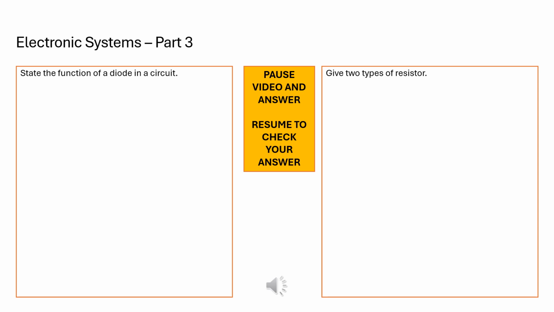So the first question that I'm going to ask you is state the function of a diode in a circuit. The next question will be to give 2 types of resistor that you could commonly use inside a circuit. What I'd like you to do at this point is pause the video, write down your answer, and then once you've answered the question, resume the video to see how close you were to the actual answer.